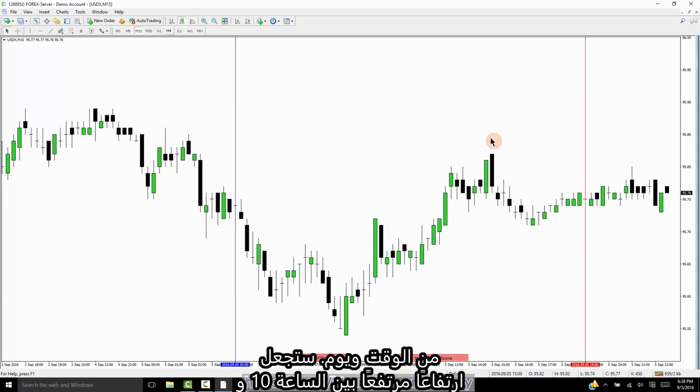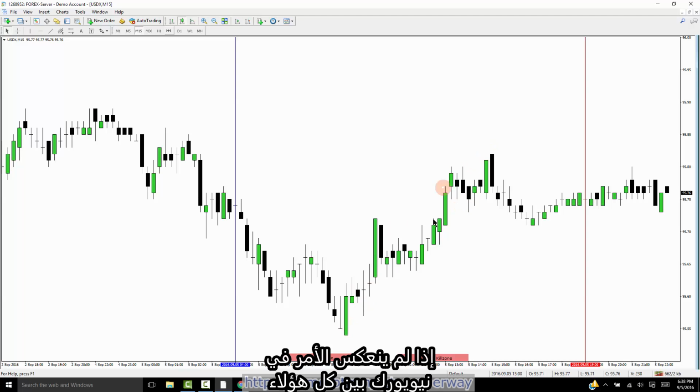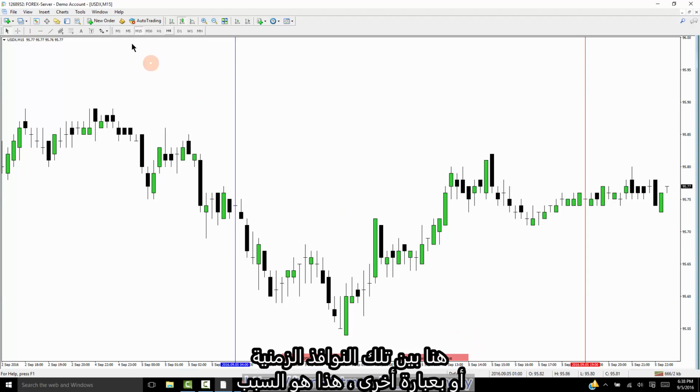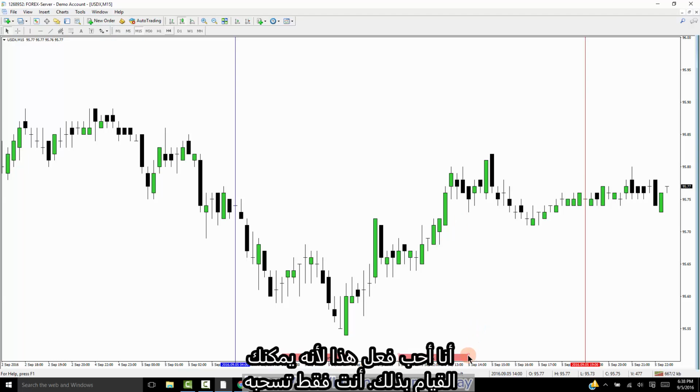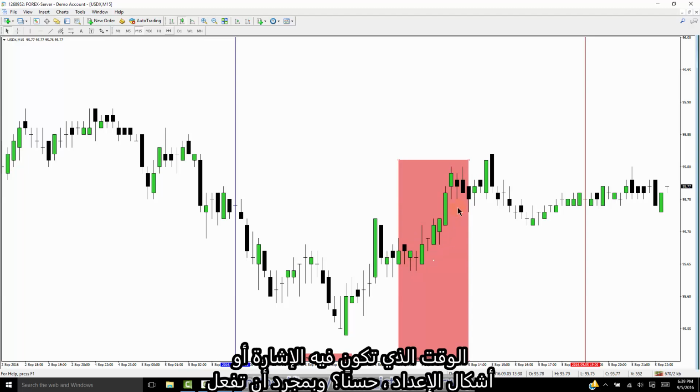It will make a high between 10 o'clock and noon every single day that it's going to be a bullish day, if it doesn't reverse in New York, all between these time windows. In other words, when this begins here and ends here. This is why I like doing this, because you can just drag it straight up, and you can highlight the exact kill zone time when the signal or setup forms.